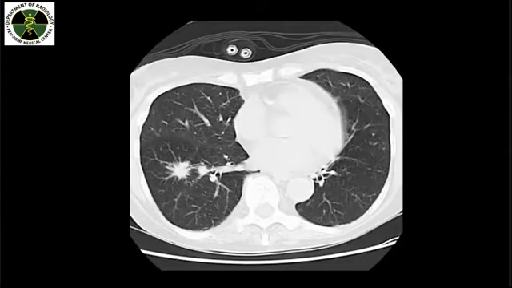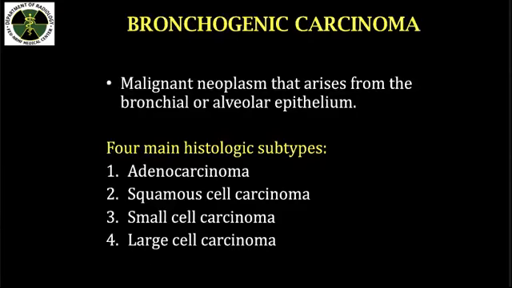The following topics we're going to discuss are the most common malignant tumors seen in your lung parenchyma. First and foremost, we have what we call bronchogenic carcinoma. It is a malignant neoplasm that arises from the bronchial or alveolar epithelium. We have four main histologic subtypes of bronchogenic carcinoma: adenocarcinoma, squamous cell carcinoma, small cell carcinoma, and large cell carcinoma.